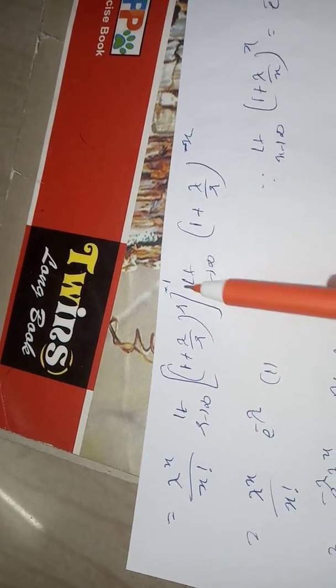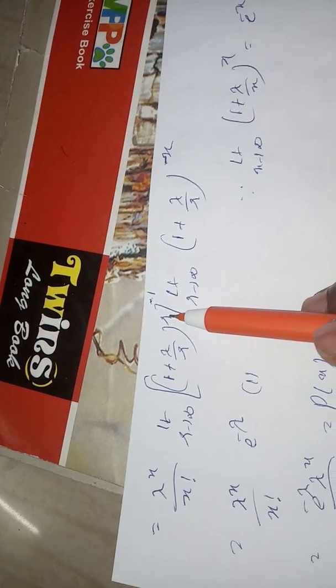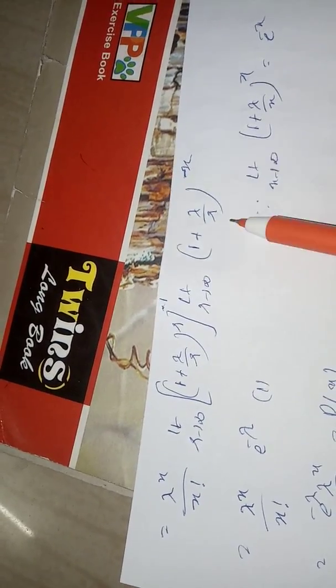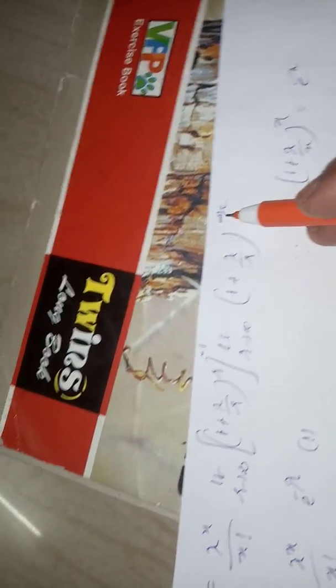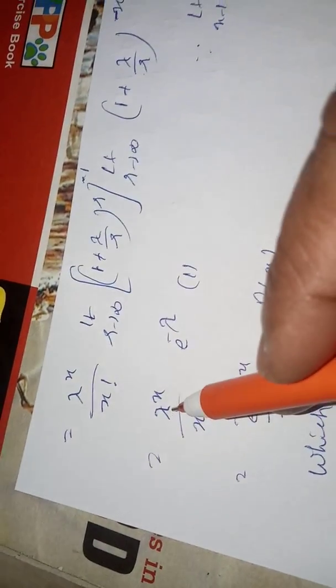So lambda power x by x factorial, limit r tends to infinity, 1 plus lambda by r whole power minus 1. So r power minus 1 means minus r, limit r tends to infinity, 1 plus lambda by r whole power, actually this is in the denominator, we are writing in the inverse, minus x. By applying limit x tends to infinity, 1 plus lambda by x whole power x equals e power minus lambda. Lambda power x by x factorial remains as it is. In the place of the first term we are applying this formula.